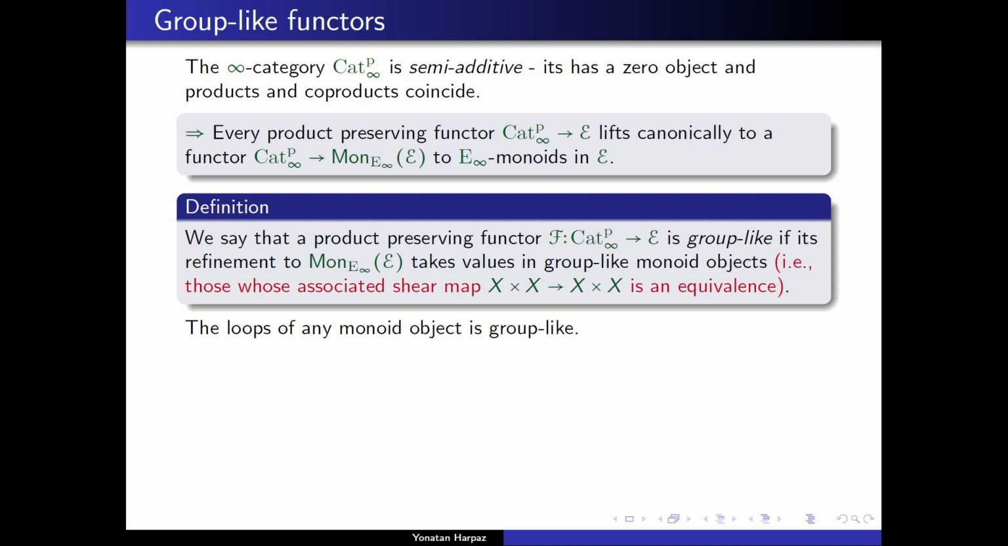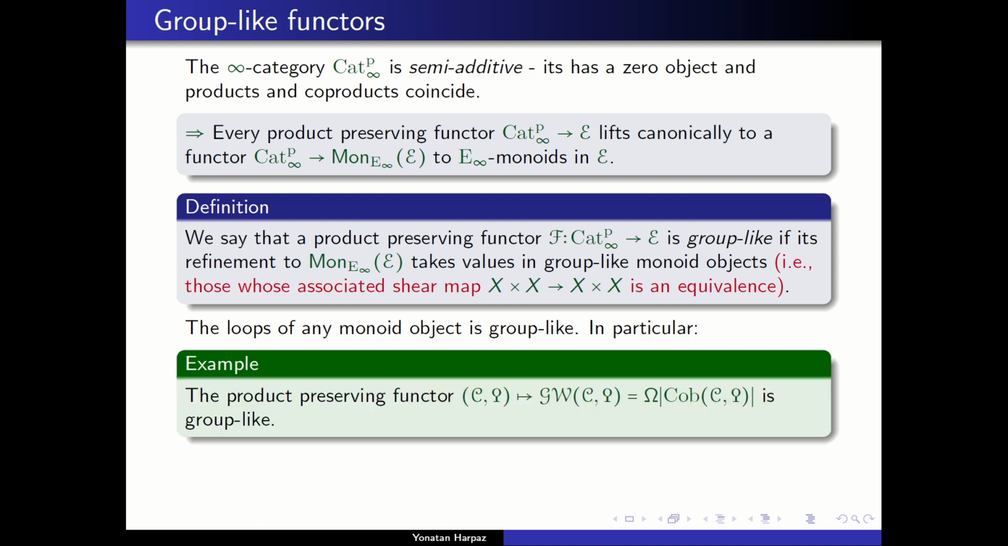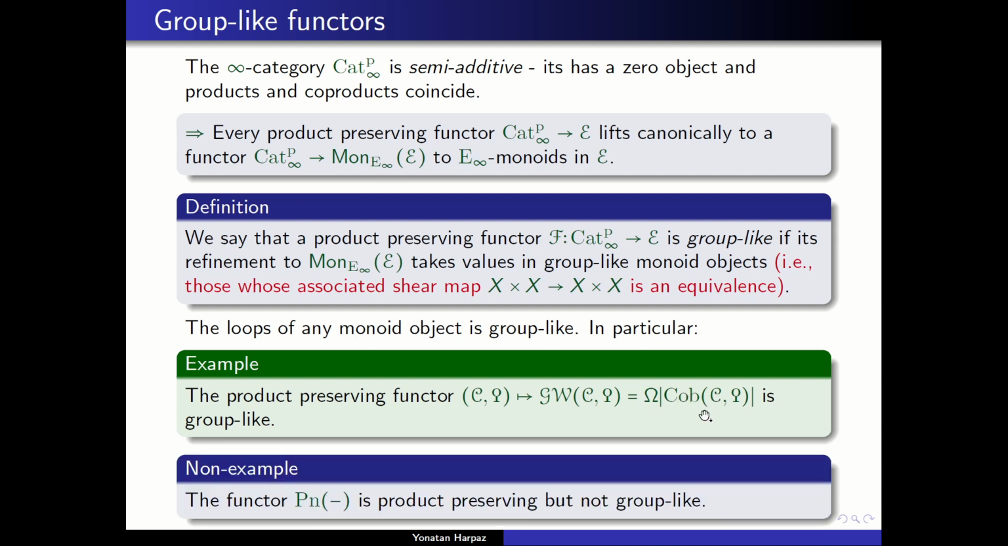Any loops on a monoid object is automatically group-like. A consequence of this is that the functor that takes a Poincaré infinity category to its Grothendieck-Witt space is group-like, since it is defined as the loops on another product-preserving functor. A non-example of a group-like functor is Pn, the functor that sends a Poincaré infinity category to its space of Poincaré objects. It is product-preserving, but not group-like.